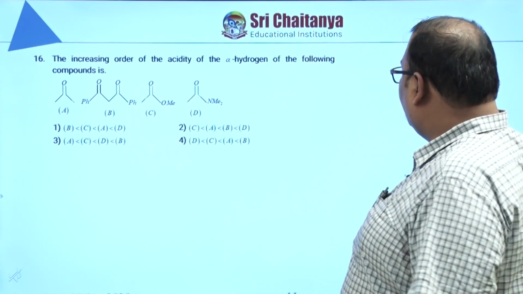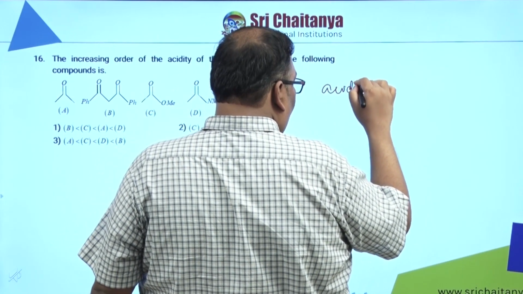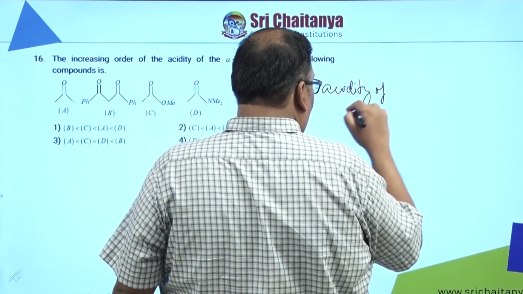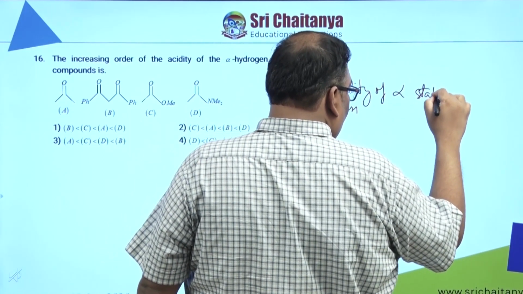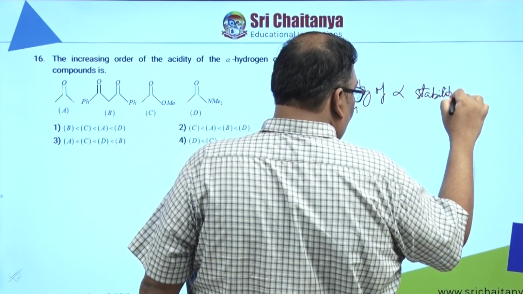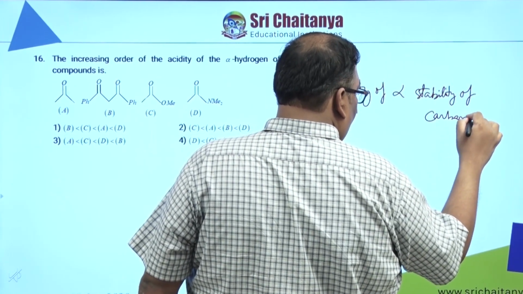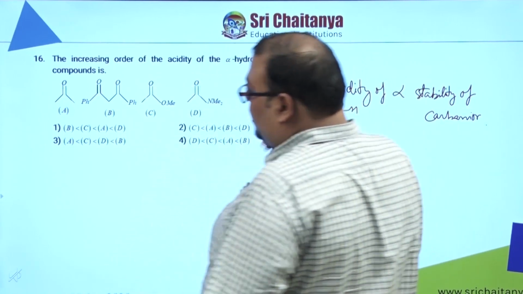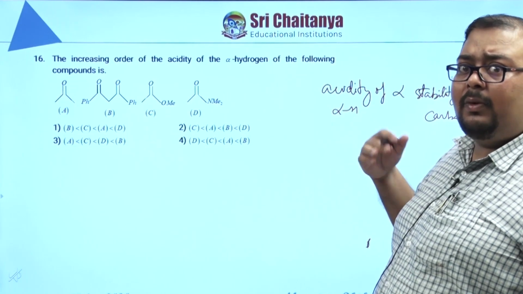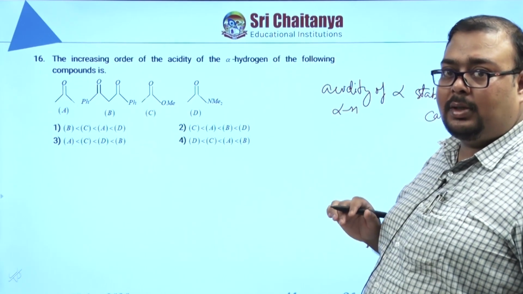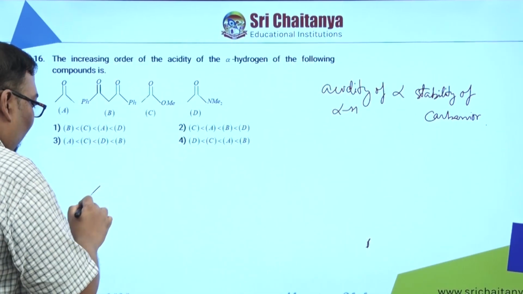Now you see the concept is that acidity of alpha hydrogen is directly proportional to the stability of carbanion. So we have to see the alpha hydrogen, remove it to make the carbanion, and then check its stability. So you see we have 4 molecules. Okay, I will be drawing the carbanions.